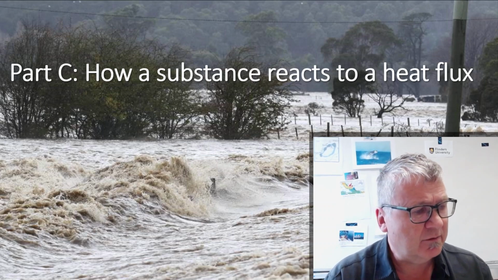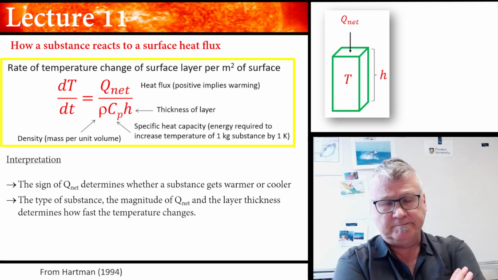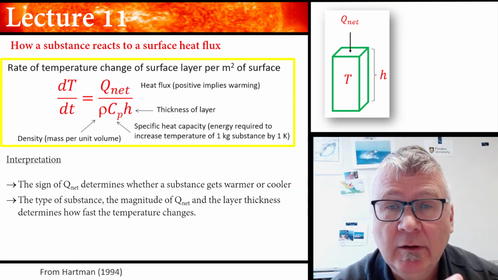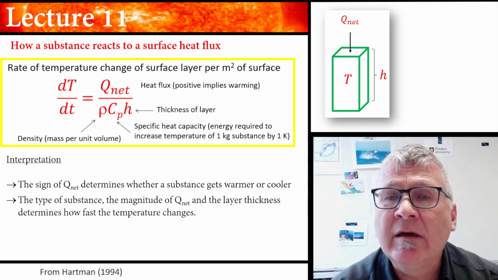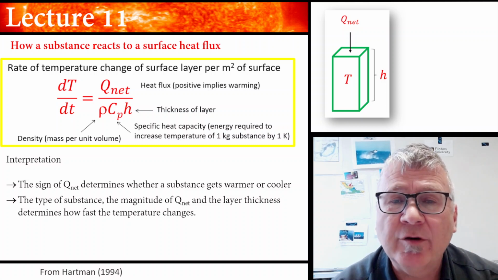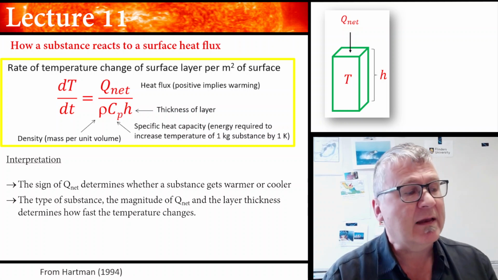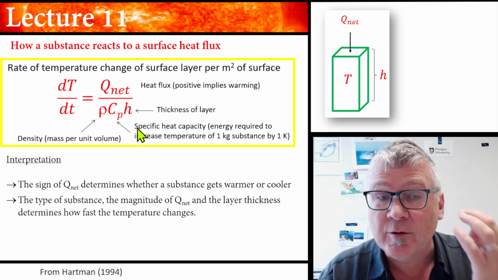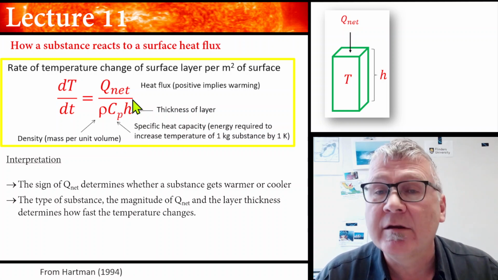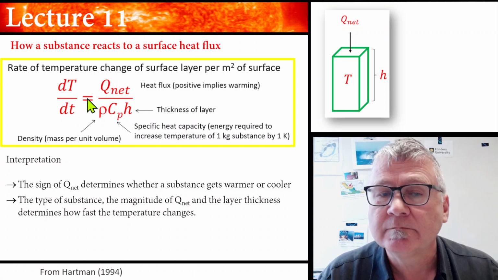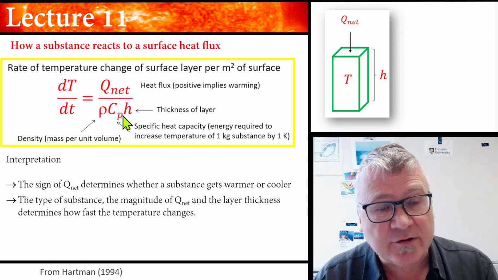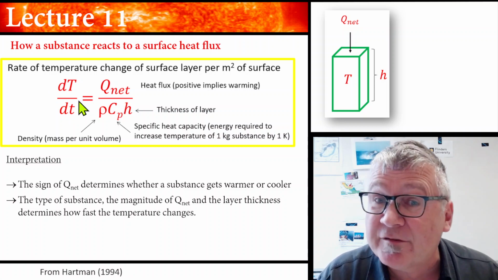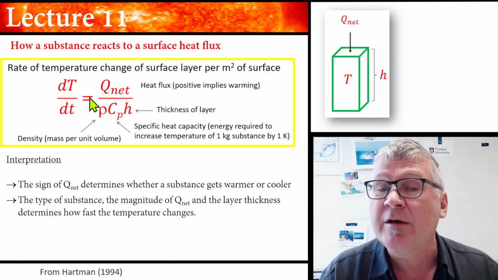So let's not make it too long. And I should have warned you, because here is an equation again. This equation is central to understand how a substance reacts to a surface heat flux. Let's explain what this means. An equation means that you have an equal sign in the middle, and what's on the right side of the equation is the same as what's on the left side. That's what the equal sign means.